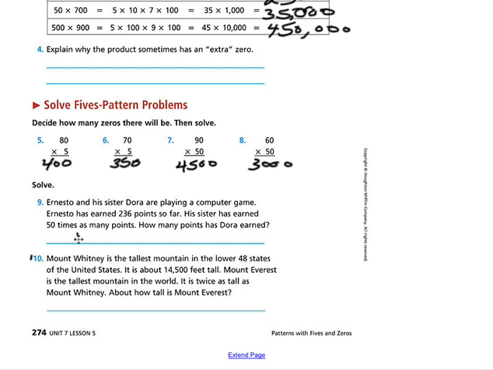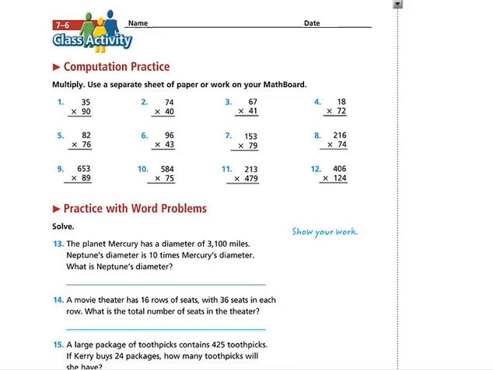So now, if you did this correctly, you would get 11,800 points. Now, if you did number 10 correctly, you would get 29,000 feet. Let me know if you have any questions on that. And then we're going to turn to the next page, 275. Alright, so this is just a continuation of what we've been working on, multiplying some of these.